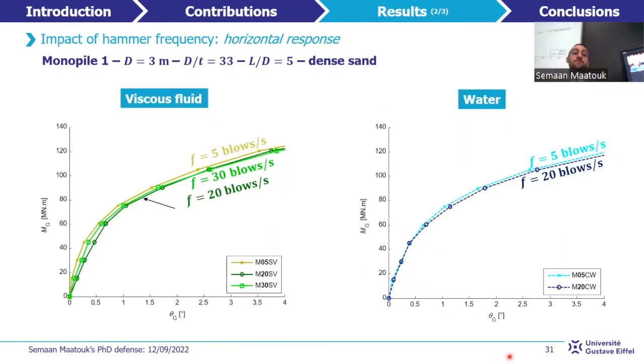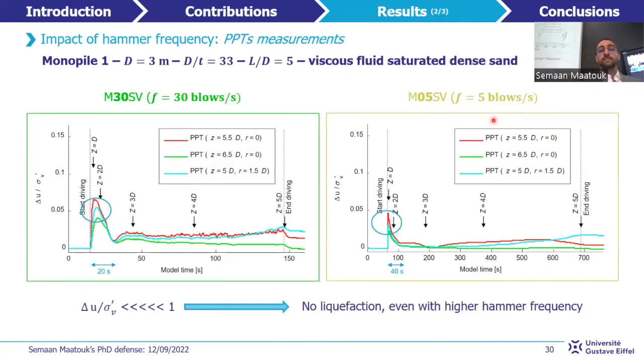The global response of the monopile is examined for monopile tests with different hammer frequency, into viscous fluid on the left and water on the right. Overall, the global response of the monopile is independent of the hammer frequency for both fluid viscosities. This is confirmed by the pore pressure transducer measurements, as almost similar profiles are obtained for the extreme hammer frequencies.